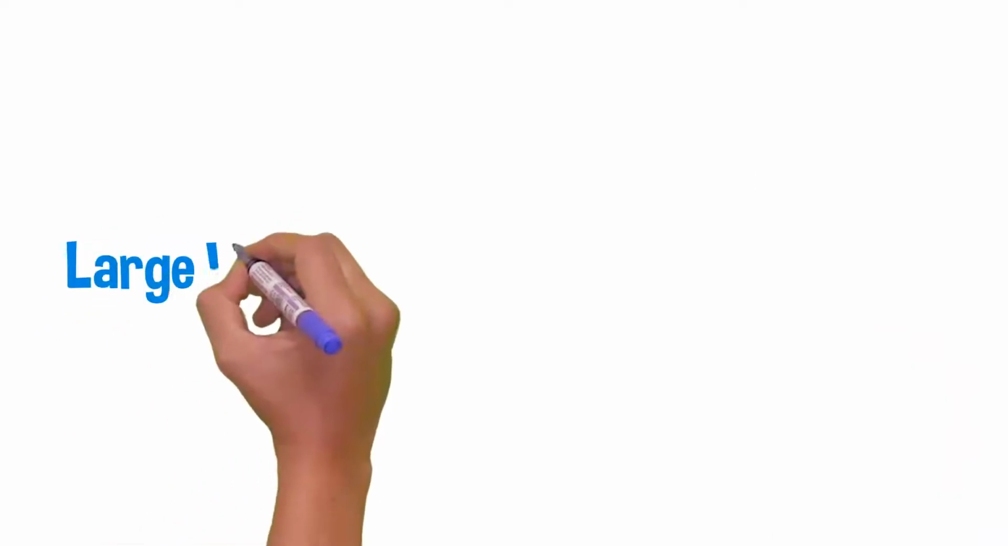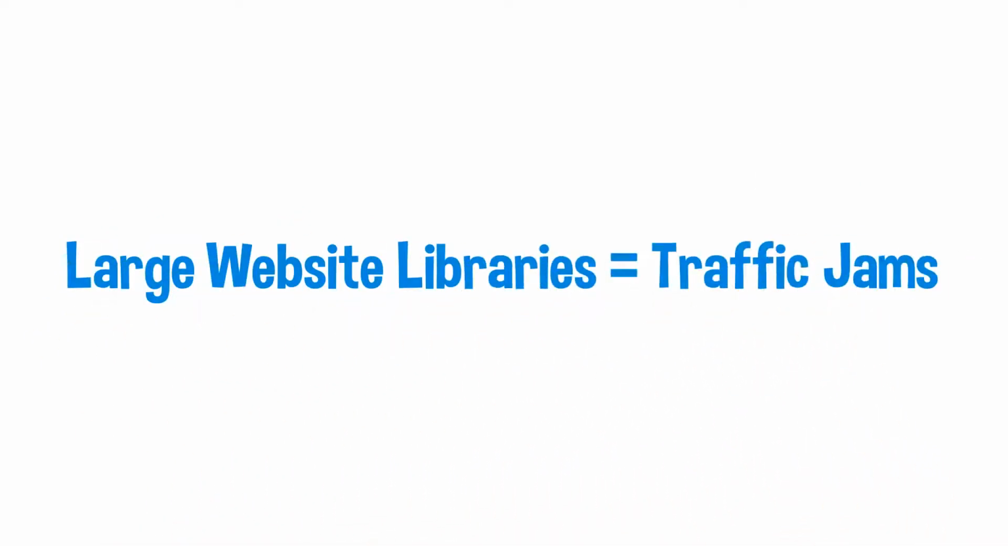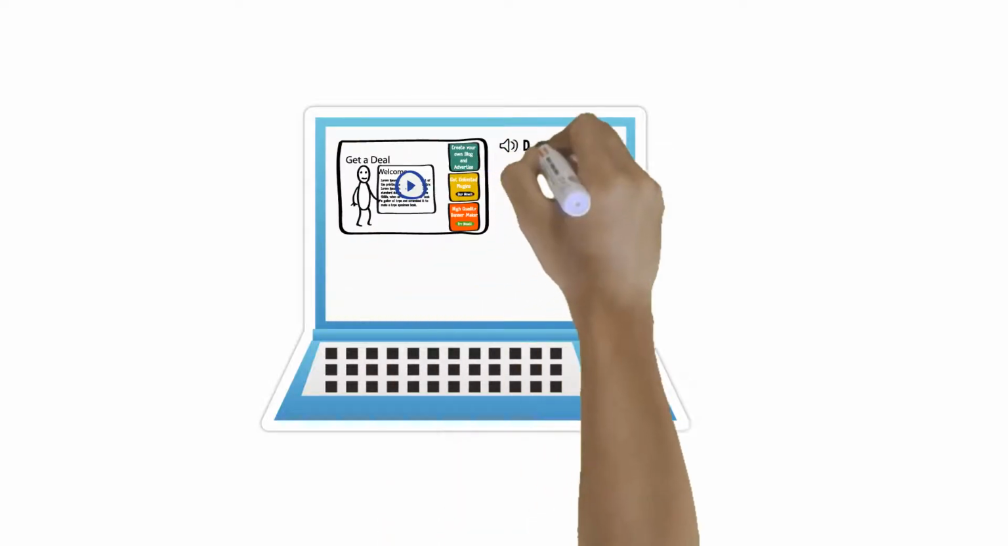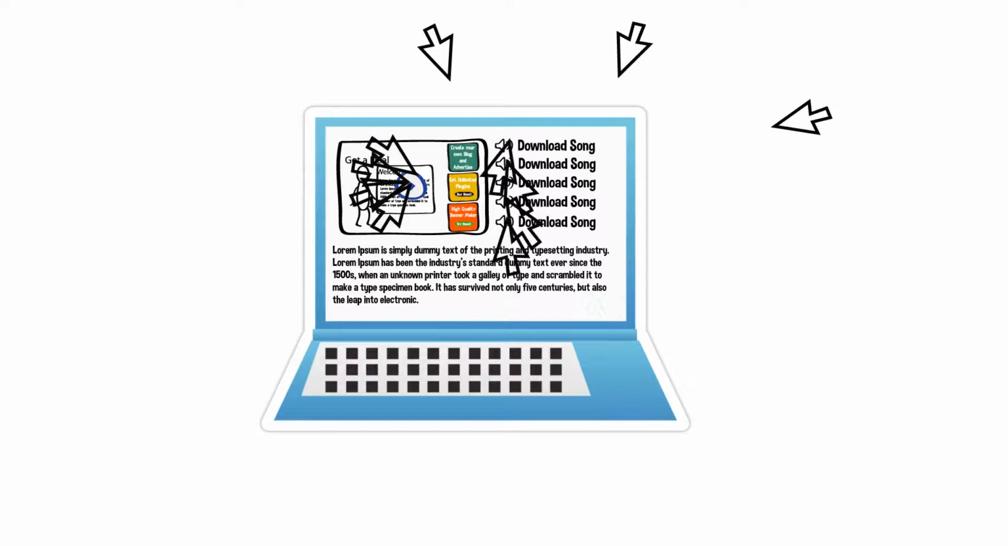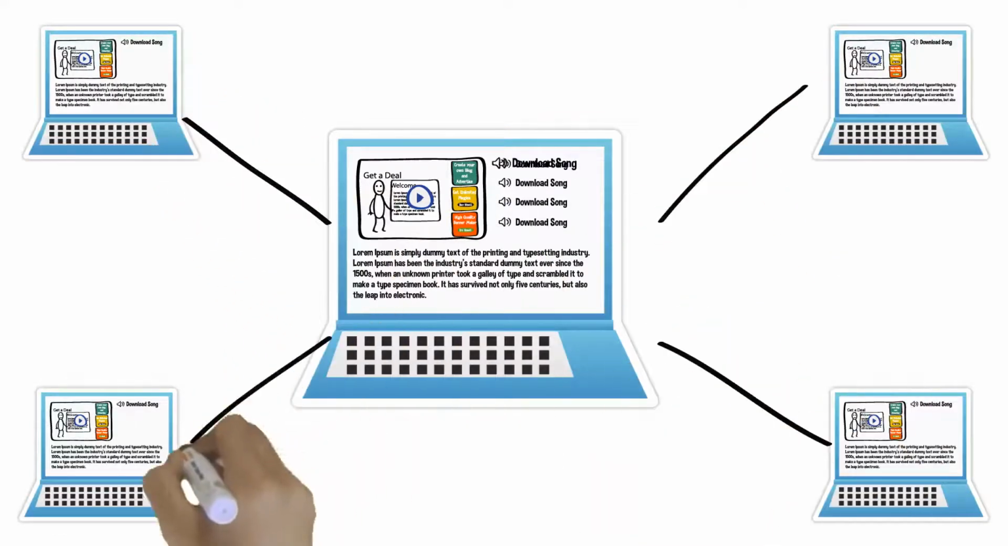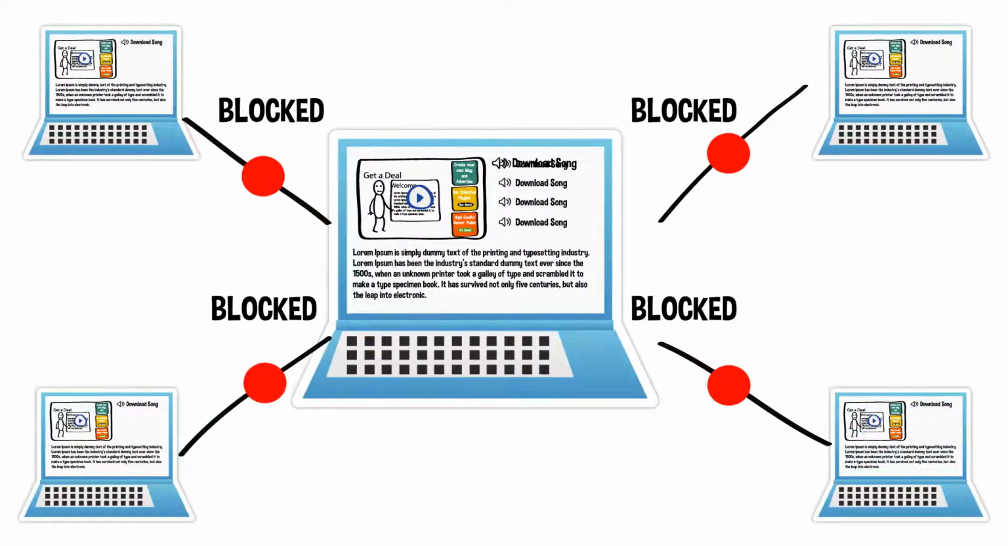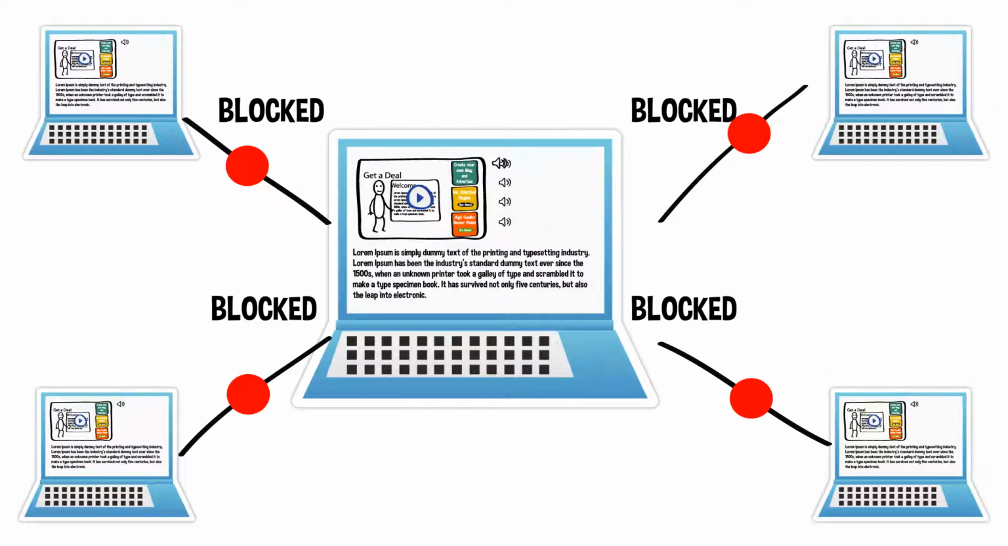2. Large website libraries equal traffic jams. As websites grow with the new addition of quality audio, video, and text files, more visitors are driven to view recent content, resulting in traffic jams that noticeably slow down the network. If one website's heavy data blocks streets in the network's infrastructure, it has a domino effect on the rest of the network.